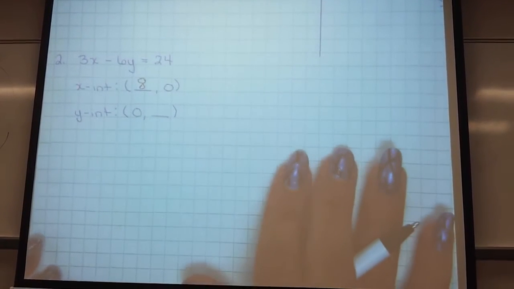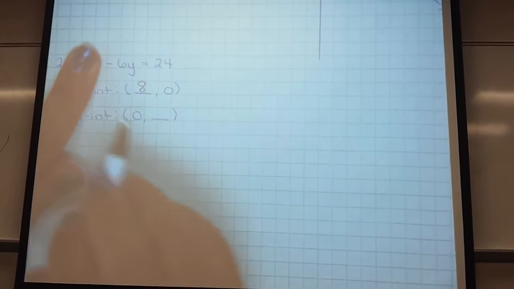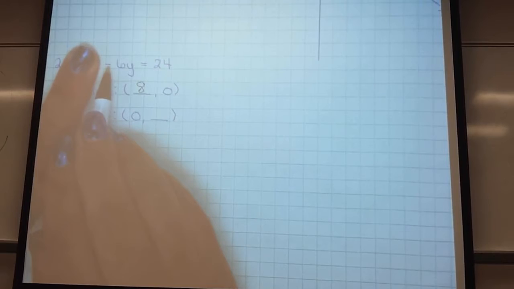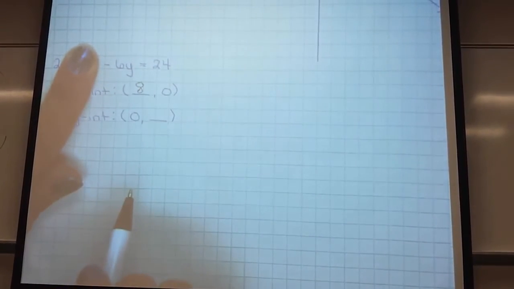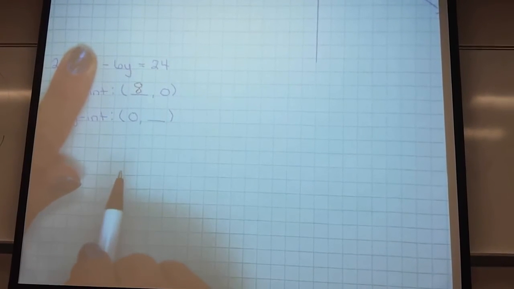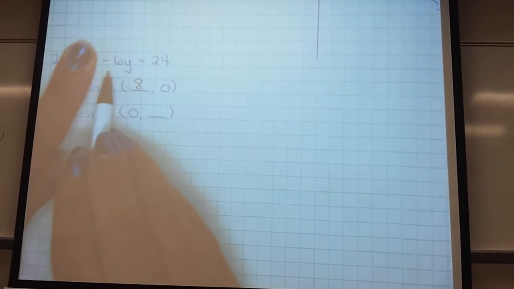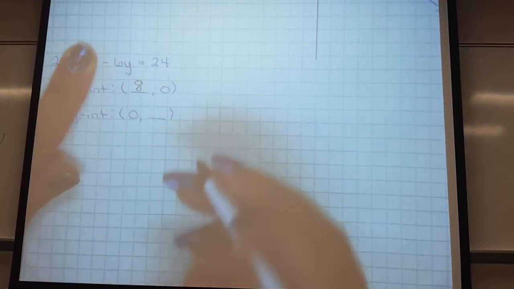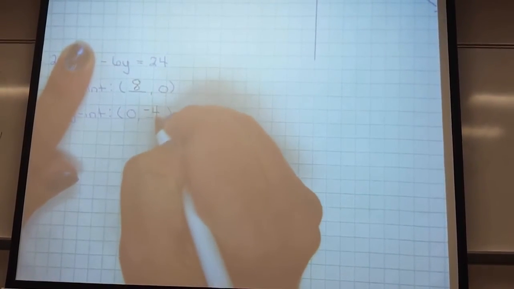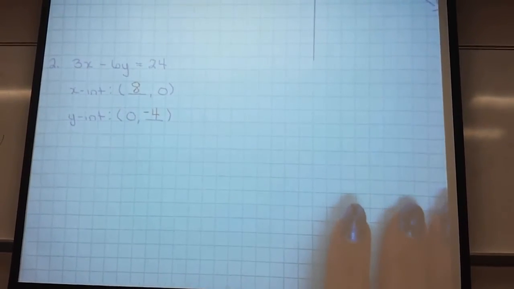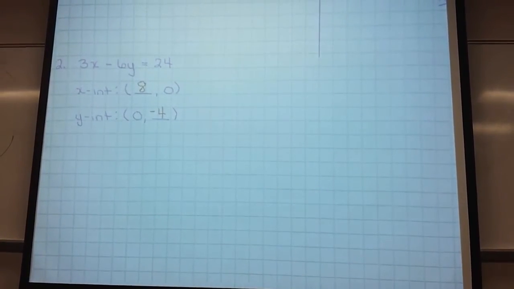Then if I'm looking for the y-intercept, cover up the x. Now notice, you've got a negative there. So negative 6 times what gives you positive 24? Negative 4. If you divide both sides by negative 6, you would get negative 4. If you've got a negative here, your answer is going to be negative. So you just have to be careful with the little negative signs. Okay, see if you can graph those 2 points.